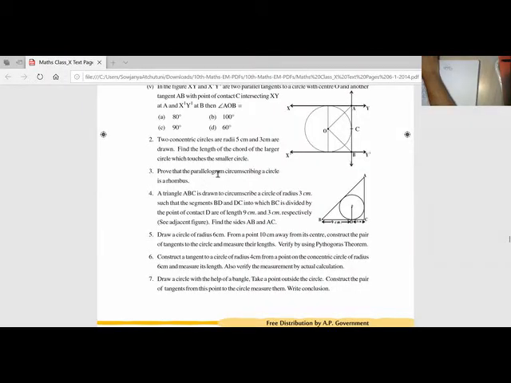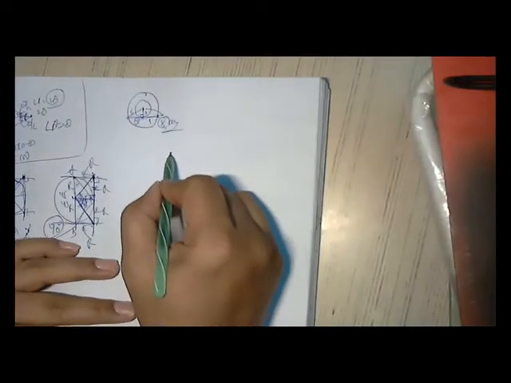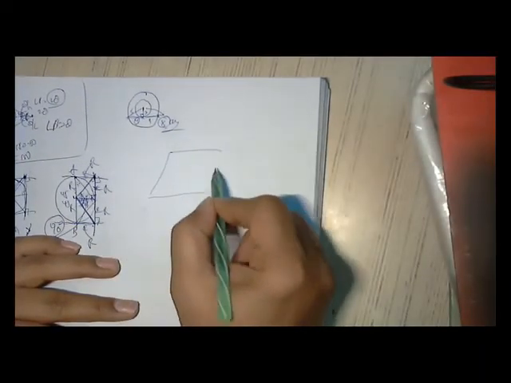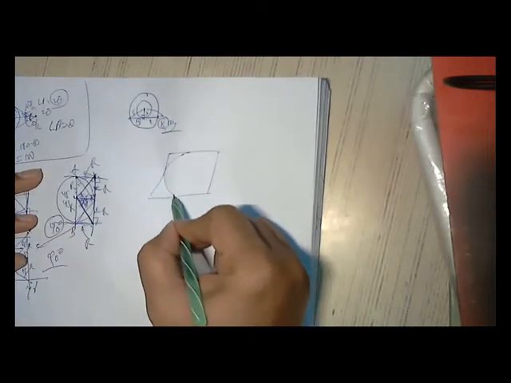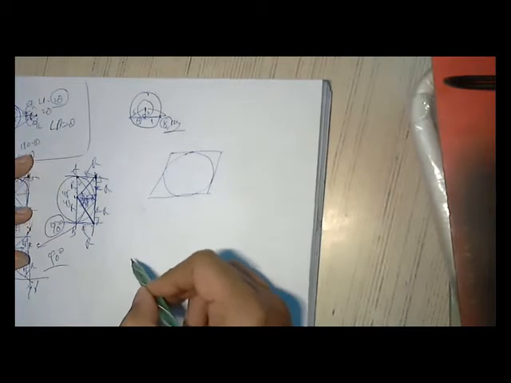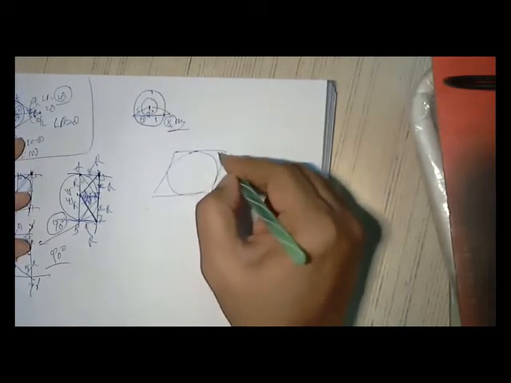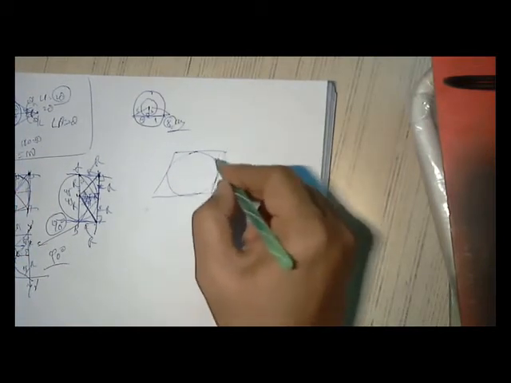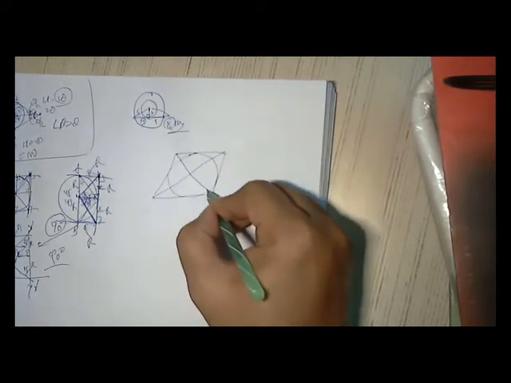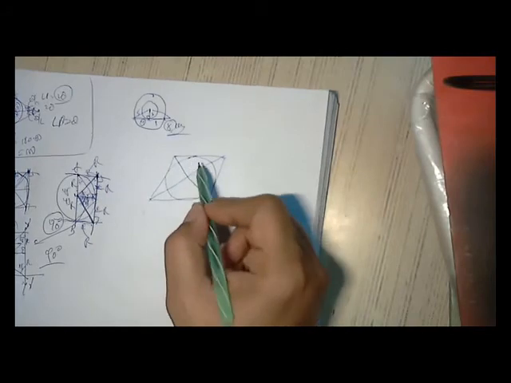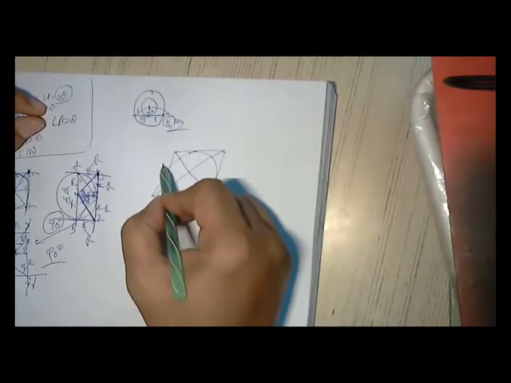Prove that a parallelogram circumscribing a circle is a rhombus. Let us say this is a parallelogram, and I am drawing a circle. You have to prove that if it is circumscribing a circle, that means we are having a rhombus here. What is a rhombus? Rhombus means all sides are equal.